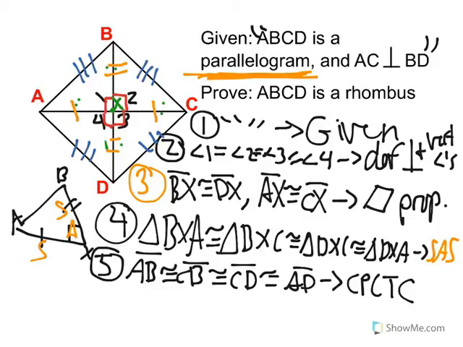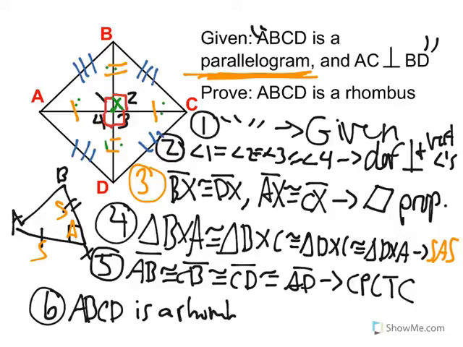So that means that I can say ABCD is a rhombus because there are 4 congruent sides. And that is the definition of a rhombus. We showed that the definition was true, so that's why it has to be a rhombus by 4 congruent sides.